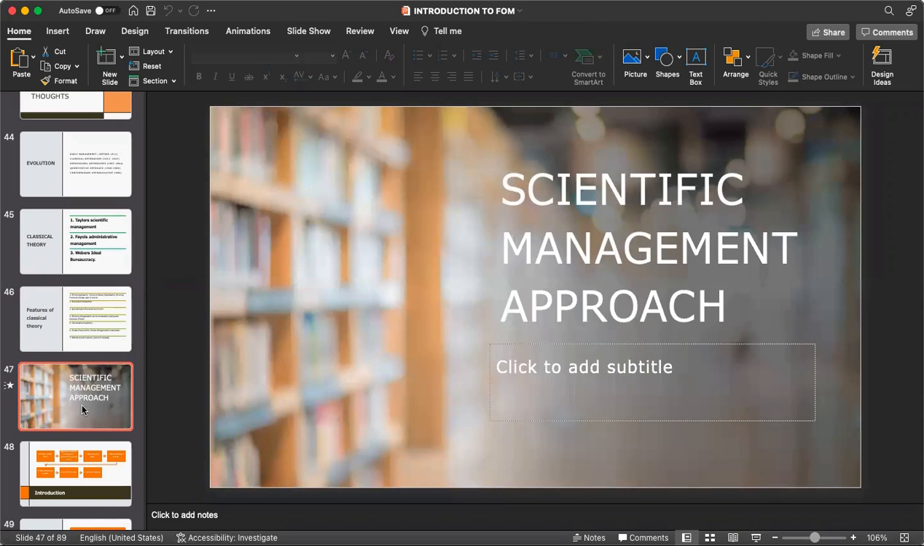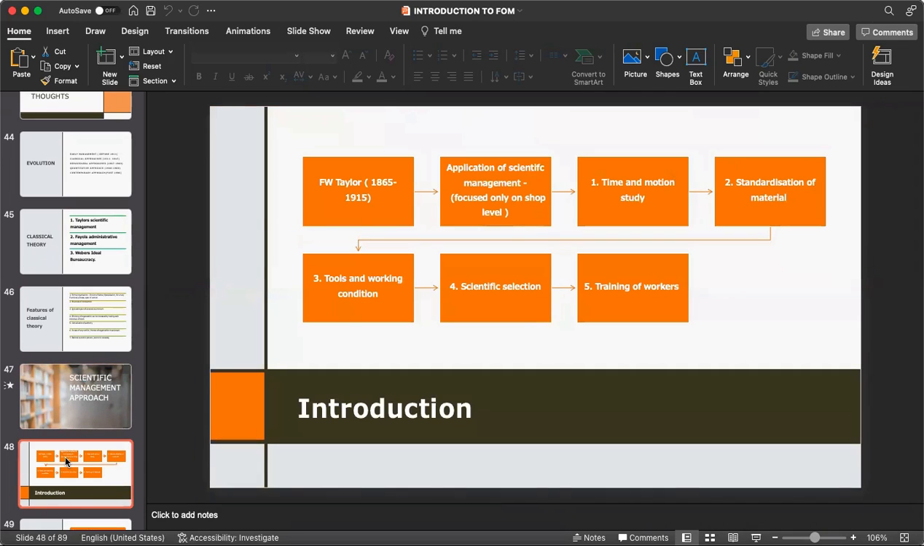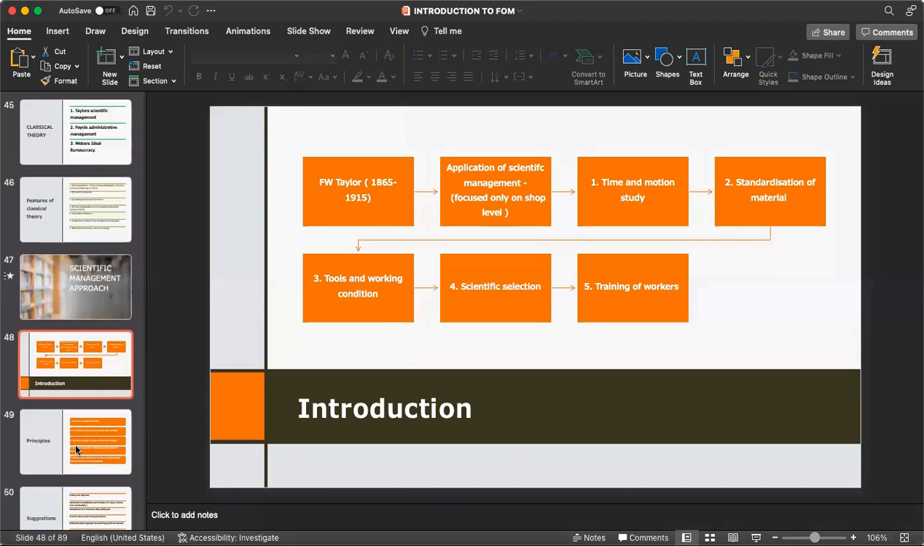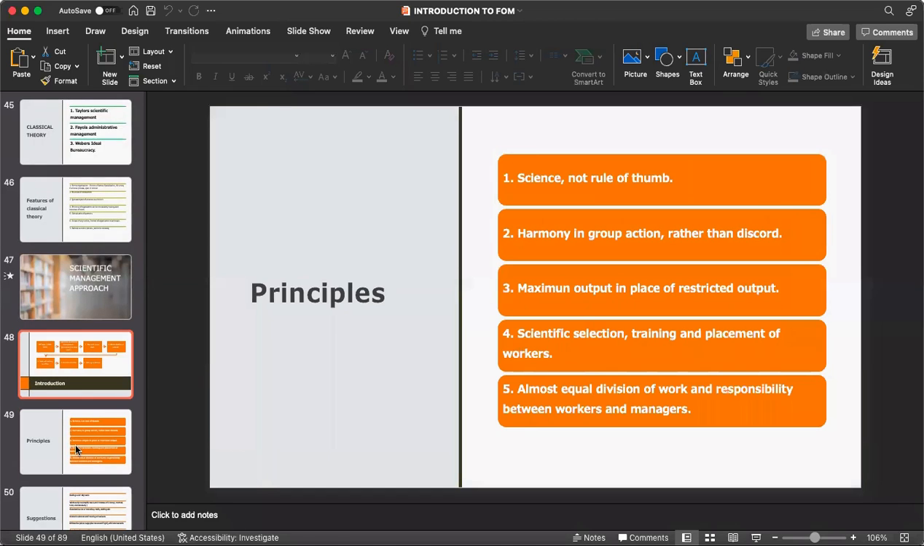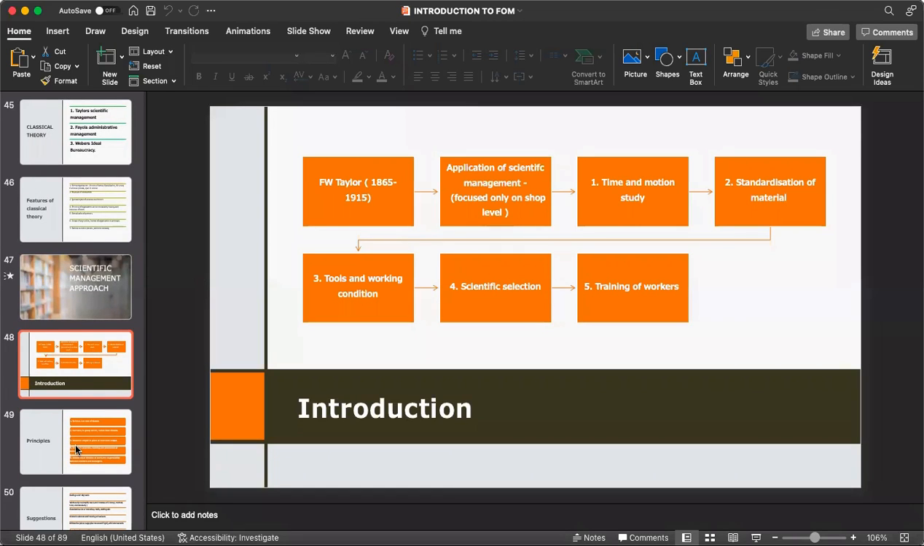Okay. Now, when I talk about the scientific management approach, it deals with the concept related to Fayol's principles and how they are applicable in reality. The first thing we need to understand is that these scientific management principles were given by F.W. Taylor, and this concept is based on the application of scientific management.